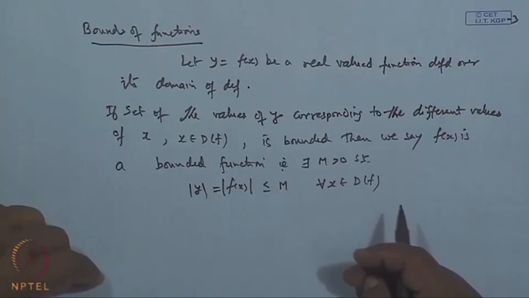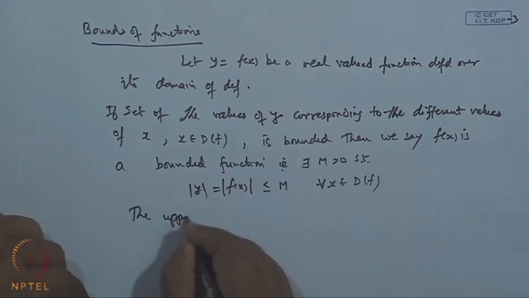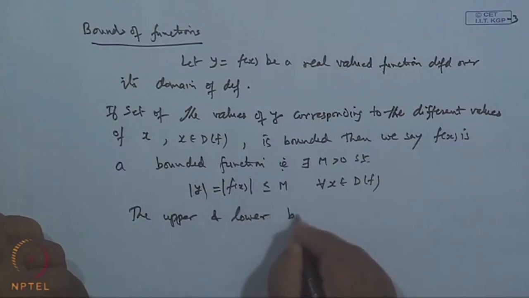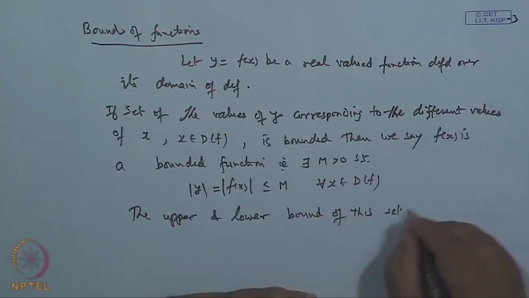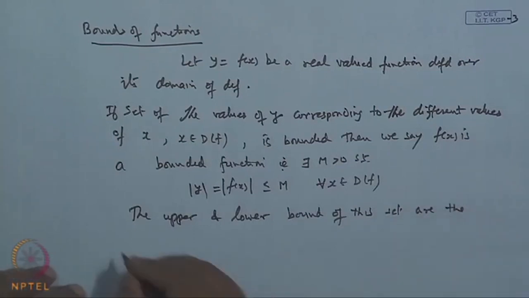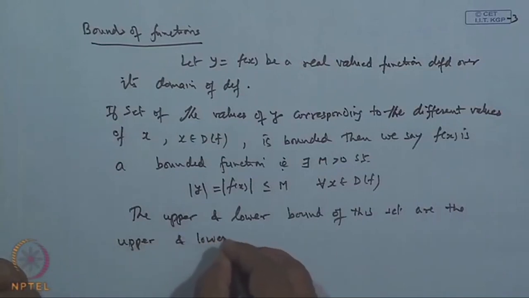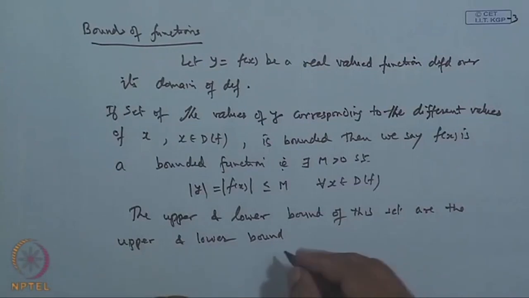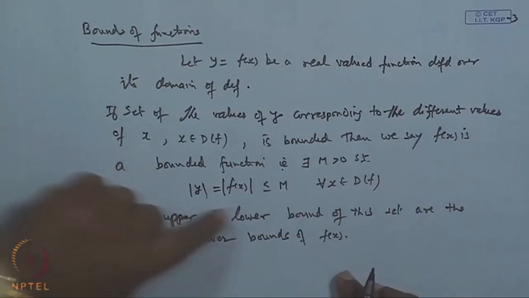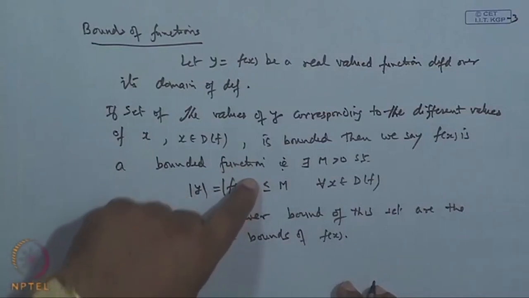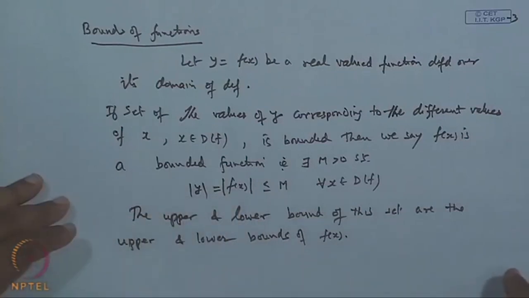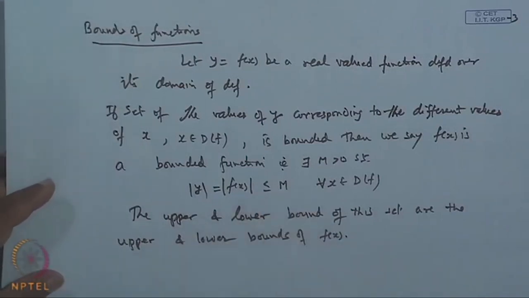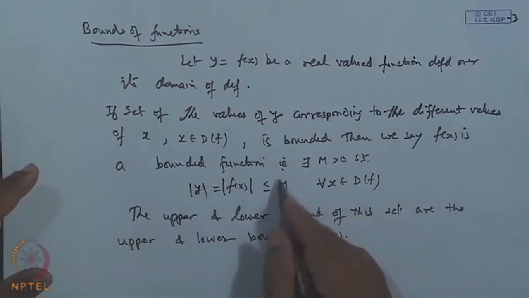And in a similar way, the upper and lower bounds of this set are the upper and lower bounds of the function f(x). That is, if you want the upper bound of f(x), then find all the images, and among these images find the upper bound. So that upper bound will be the upper bound for f(x), similarly the lower bound for f(x). If this upper bound is finite, fine, otherwise this may be an unbounded set, if we are not able to get M to be finite.